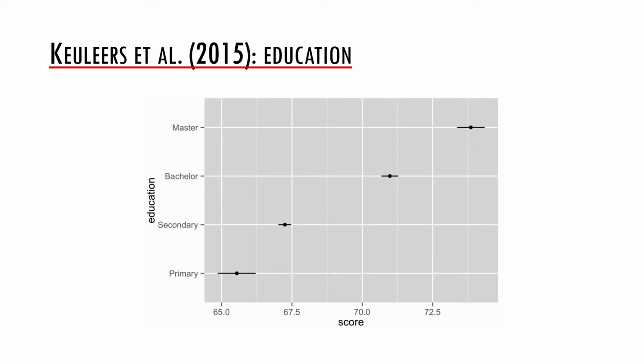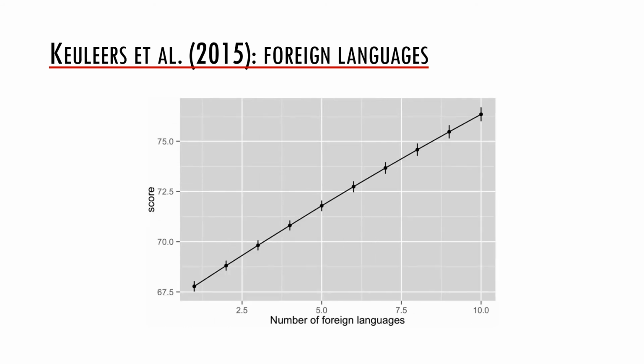Another factor which the authors analyzed was education. On this plot you can see that there is also a clear difference between the identified education groups. People with primary education scored worse than people with secondary education. These scored worse than people with a bachelor degree, and the people with a master degree scored highest. An interesting variable which correlated with the score is the number of foreign languages. It seems that the knowledge of foreign languages actually increases the vocabulary size in the native language.